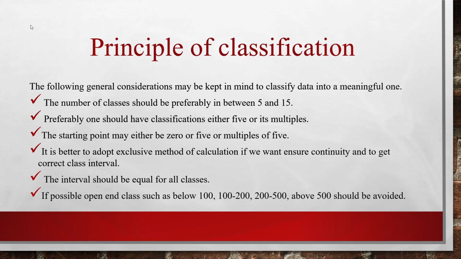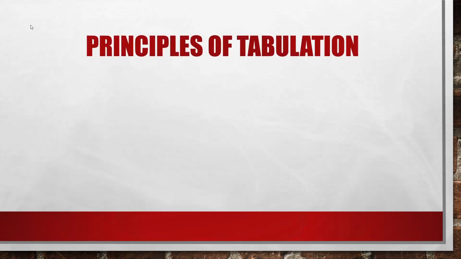Then, if possible, open-end classes such as below 100, 100 to 200, 200 to 500, above 500 should be avoided. As far as possible, we have to avoid open-end classes. Open-end classes are like below 100 and above 500, or above 1000, or above 50. So as far as possible we have to avoid these open-end classes.